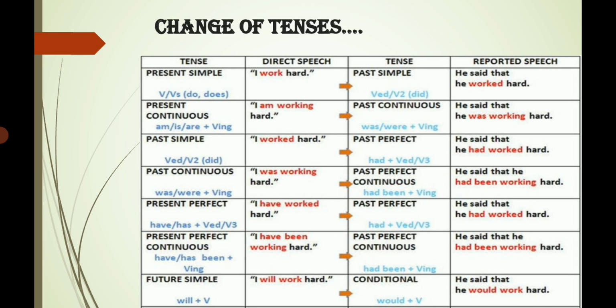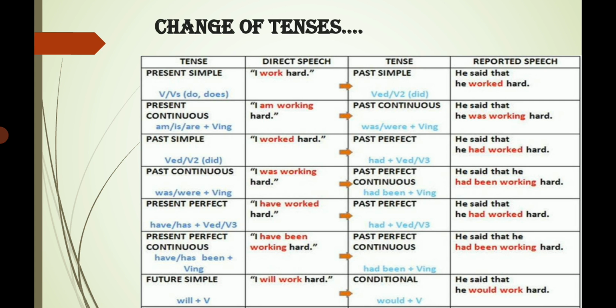Okay, and if the sentence is future simple, will or shall used with the first form of verb, it will be changed into a conditional sentence, and you will use would while changing a sentence into indirect form. If there is shall or will, both, you will change it into a conditional sentence with would. Okay, so this is the change of tense in narration.